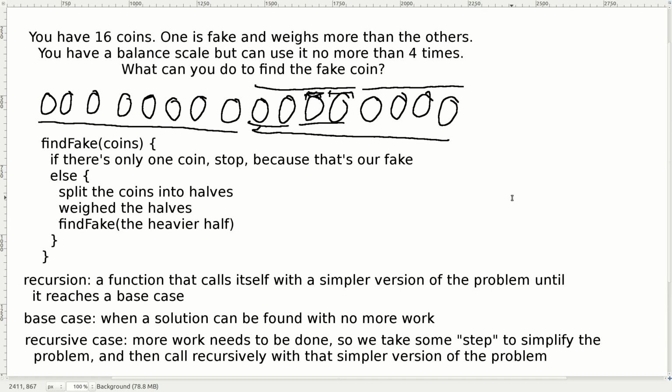One thing that people often find challenging when they're first starting out with recursive functions is that you have to trust that the recursive call that you write in is going to do its job. When I call find fake on all the coins, and then I split and I weigh, I have to trust that my call to find fake with half the coins would return me the actual fake as a result. And sometimes I may have to trust in other ways that recursive call will do its work.